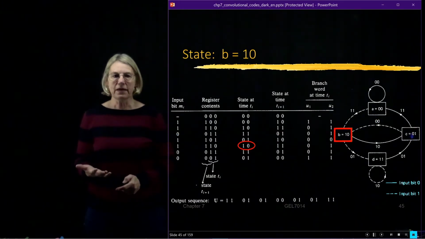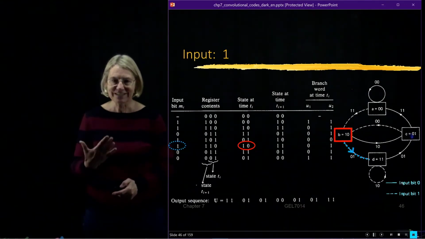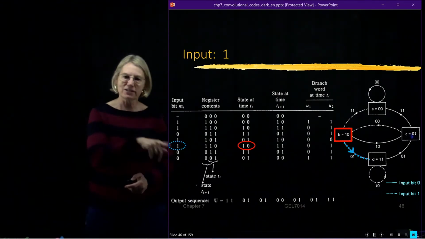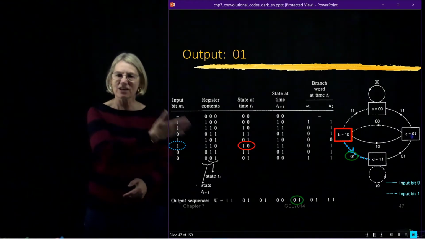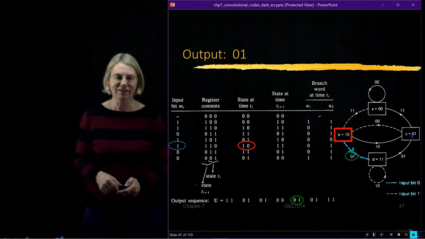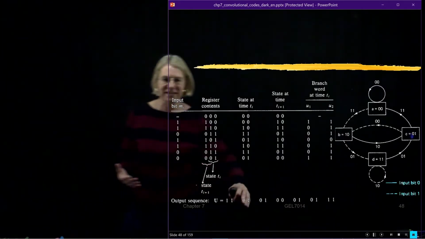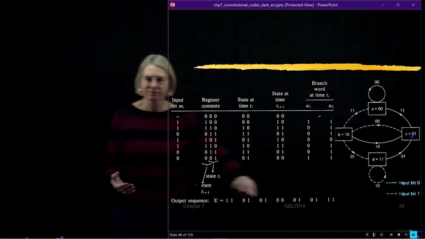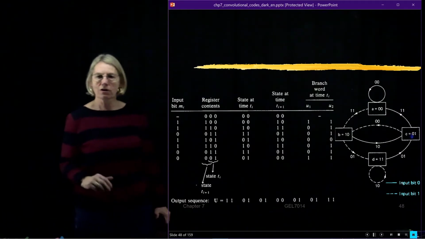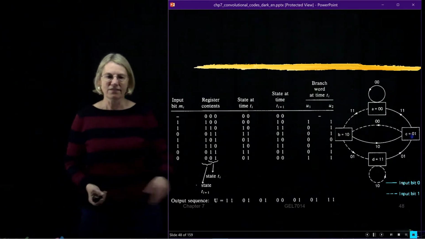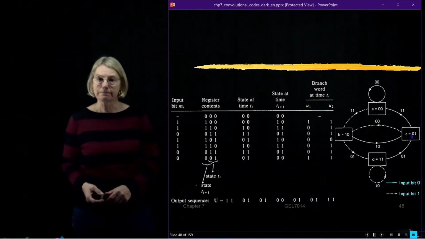Now I'm at state B. I shift in my new bit. My data bit is a 1, so I follow the dotted line, which takes me from B to D. And along the way, I see that the code word output is 0, 1. And from there, I've got my sequence here, output. So this is a little longer example of a longer message sequence, and this is the coded output sequence that I get out of my encoder.